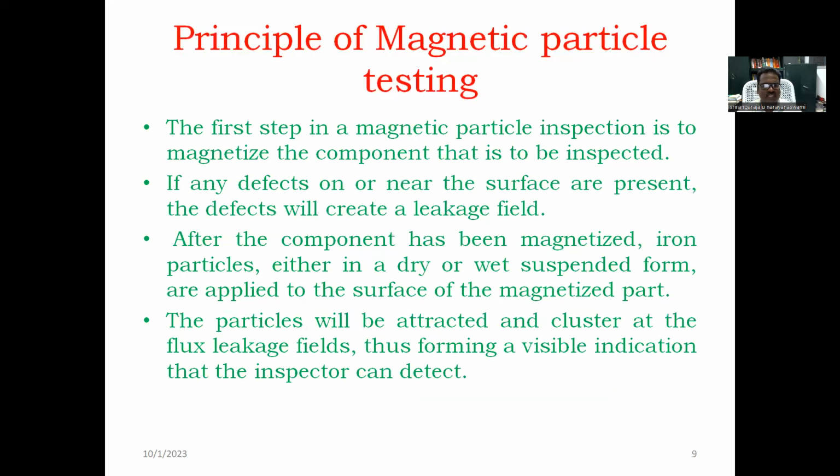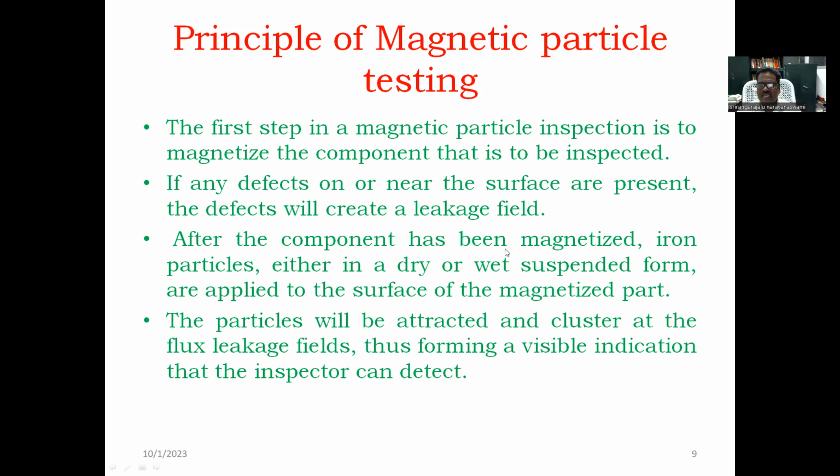Principles of magnetic particle testing. The first step in magnetic particle testing is to magnetize the component that is to be inspected. If any defects on or near the surface are present, the defects will create a leakage field.